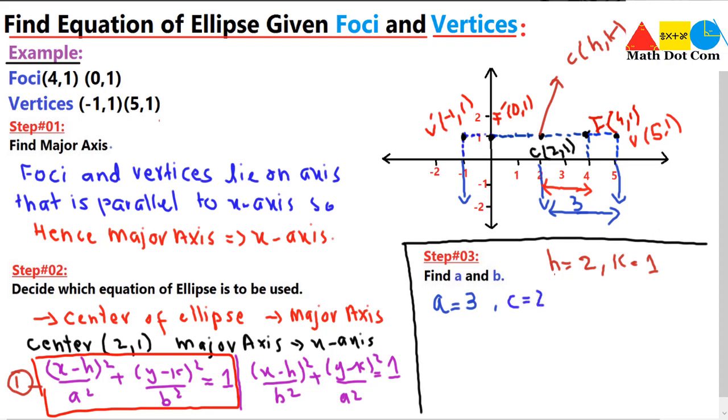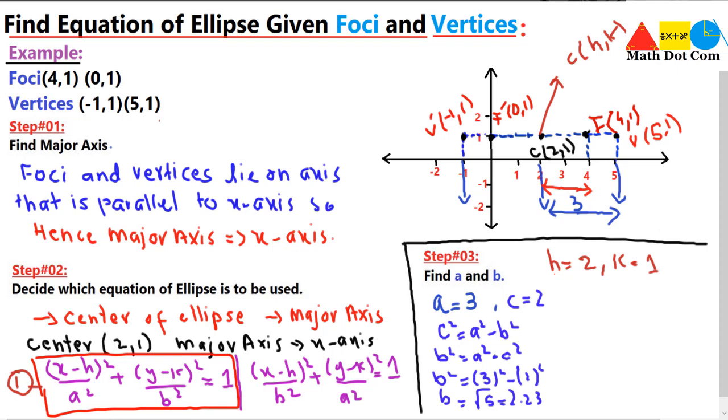Once we have a and c, we can easily find the value of b by using the formula of focal length, that is c square is equal to a square minus b square. Let's rearrange it to isolate b on one side. So b square is equal to a square minus c square. What is a? It's 3 square minus 2 square, so b will be equal to under root 5, that is 2.23. So we have got the value of b as well.